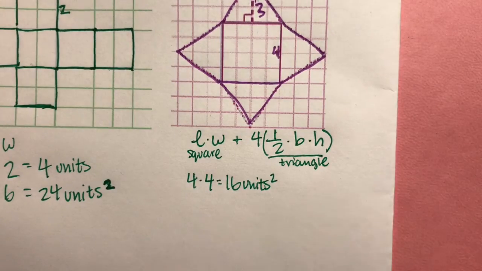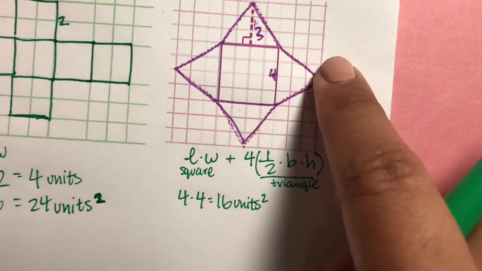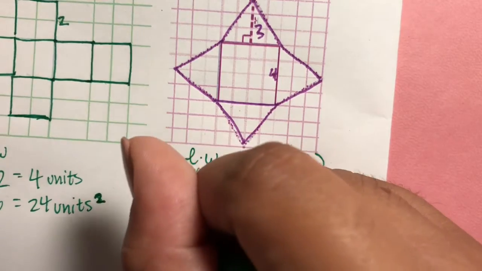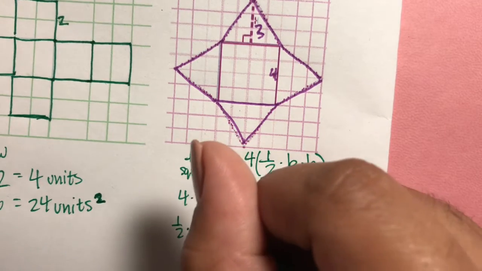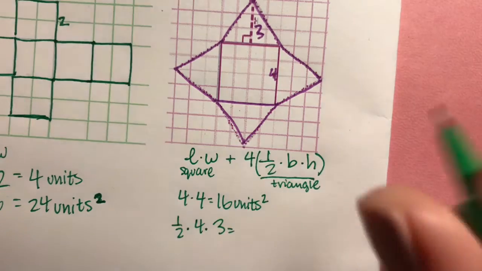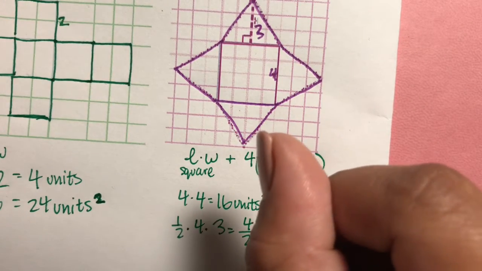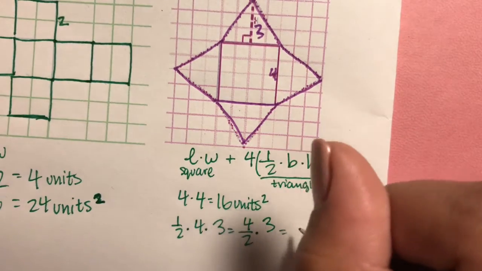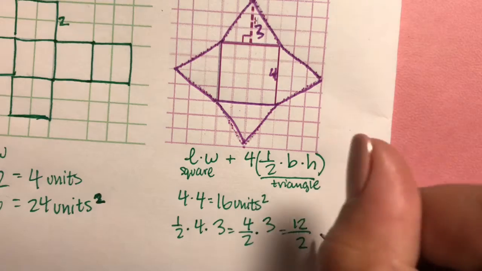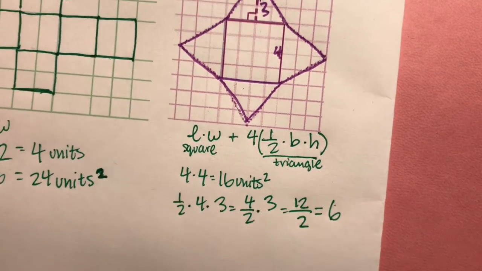Okay. Now we need to figure out the area for the triangle. So we're doing 1/2 times 4 times 3, which would equal 4/2 times 3, which would equal 12/2, which equals 6.